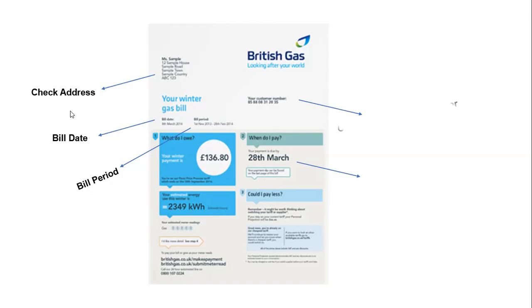The customer reference number is the number that you're identified by on the energy provider's database. That's the number that you give when you phone up the energy provider, or if you're going online, that's the number that you use. So make sure that's correct as well. Then there's your payment date. It takes a couple of days for the payment to be processed, so make sure you pay by the date that's provided.